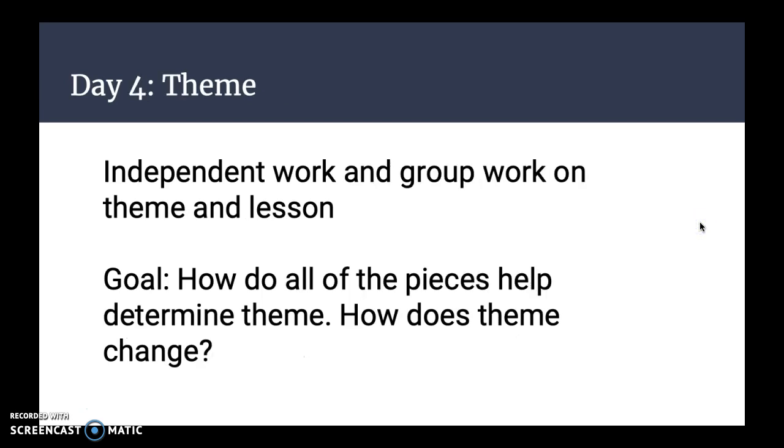Day 4, we're going to focus on theme, and we're going to look at how all of the pieces, the alliteration, the assonance, the rhyme scheme, the voice, how do they all fit together to create a theme, and how does that theme change throughout the piece? So they're going to be required to support their reasoning with different pieces of the poem to basically build a strong understanding of the goal of that poem as well as how that carries over.